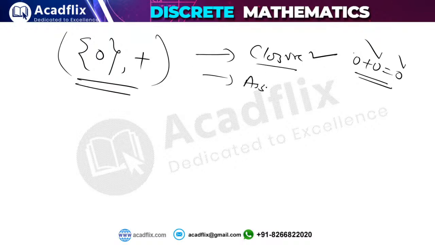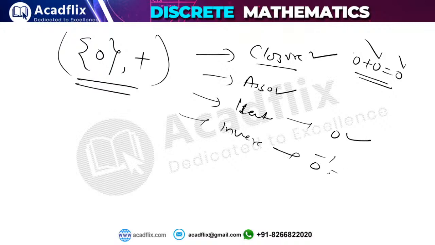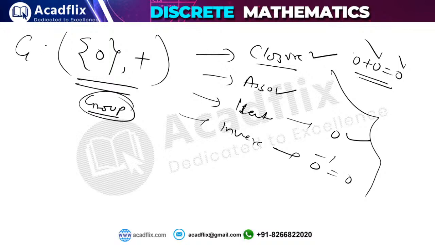The associative property is satisfied because addition is associative. The identity property is satisfied because the identity element is 0. The inverse property is also satisfied because the inverse of 0 is equal to 0. So all these 4 properties are satisfied, and this is also a group. Let's call it group G.